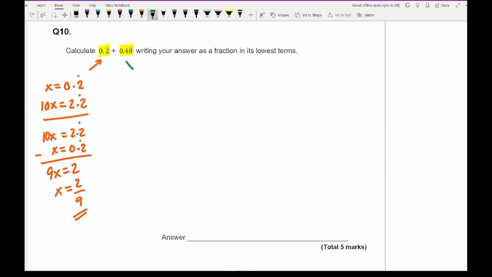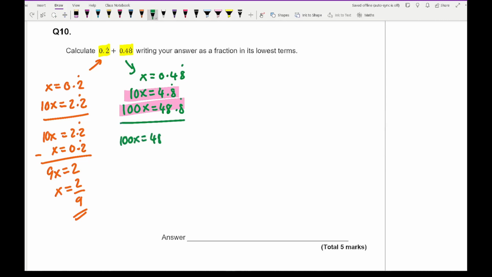Then with this second one, I've got x equals 0.48 recurring. So 10x equals 4.8 recurring. 100x equals 48.8 recurring. Then using these two lines, we have 100x equals 48.8 recurring and 10x equals 4.8 recurring. Take the two equations away, and we end up with 90x equals 44. So x equals 44 over 90.